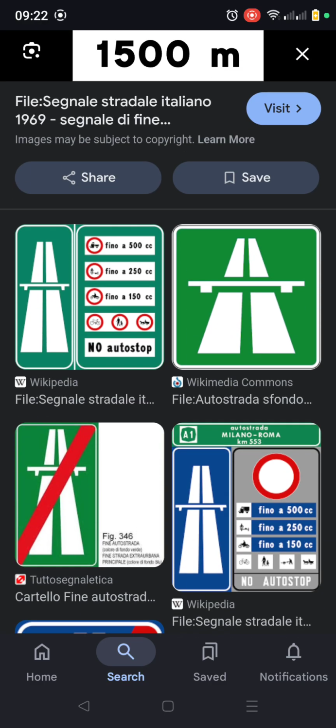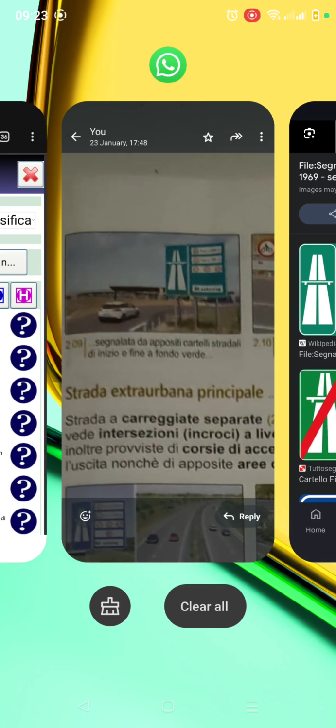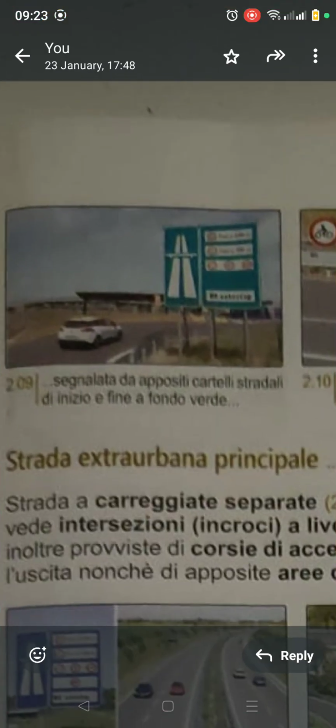So look at the inizio here, the first one here. Then this one is the end of it, like fine, cartello stradale, the end of the road signal. So let's go back to our study. So that is the signal of autostrada.